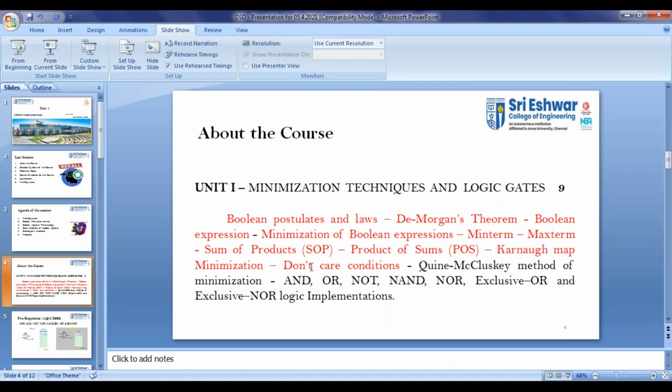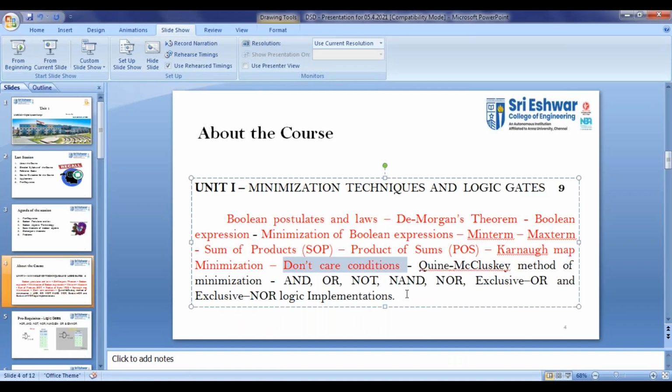Okay, last class we saw don't care conditions and also problems based on product of sum. So these two topics we saw in the last class. Well, don't care conditions and also product of sum. Hope you all understood, and some of the students have submitted the homework problems.